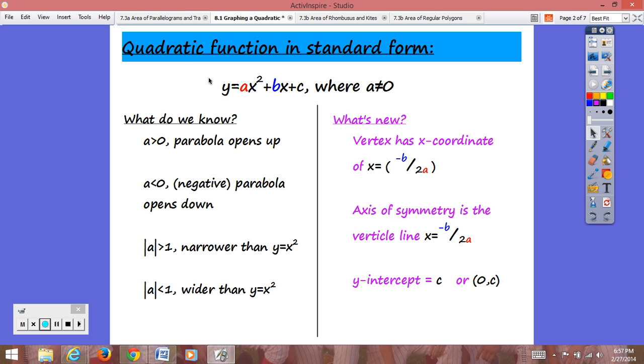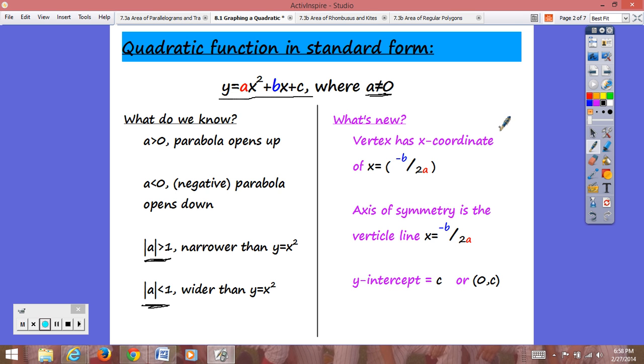So a quick review, a quadratic function in standard form is y equals ax squared plus bx plus c, and a cannot equal 0. So what do we already know about this formula? If a is greater than 0, our parabola will open up. If a is less than 0, our parabola will open down. If the absolute value of a is greater than 1, it's going to be narrower than y equals x squared. Y equals x squared is just our parent function, normal parabola with vertex at 0, 0. And if the absolute value is less than 1, our graph is going to be wider than y equals x squared.